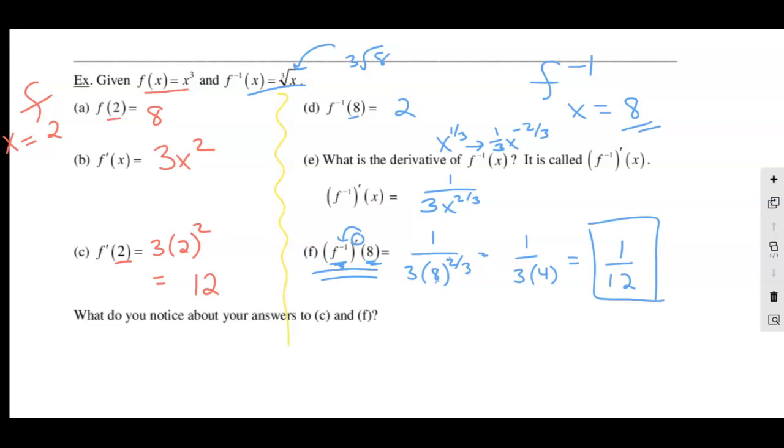Okay, so I had the derivative of the original at 2, that was 12, and then I have the derivative of the inverse at 8, that's 1/12. And then what is the relationship between these two things, between the 12 and the 1/12? Please don't say inverses, okay? They're not inverses, they are reciprocals.